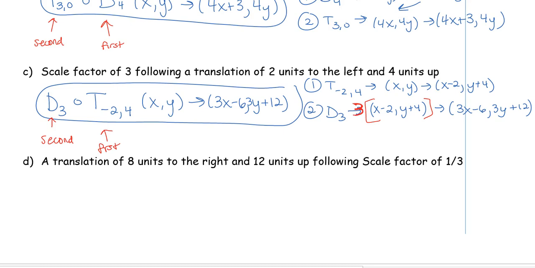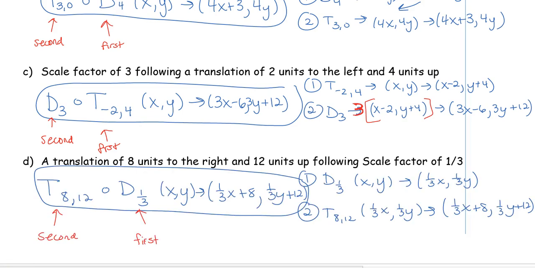All right, go ahead and press pause. We only have one more left. Go ahead and try to do the last one on your own. All right, let's see how you did.